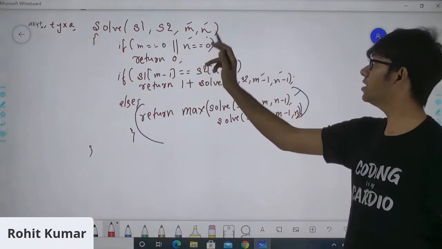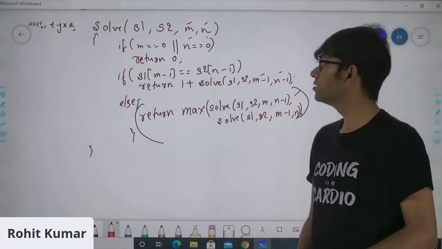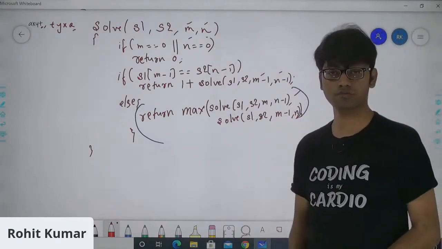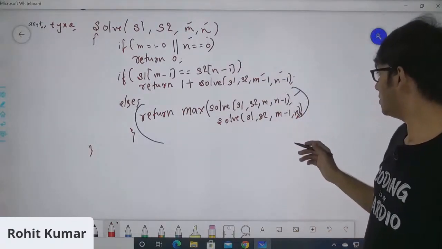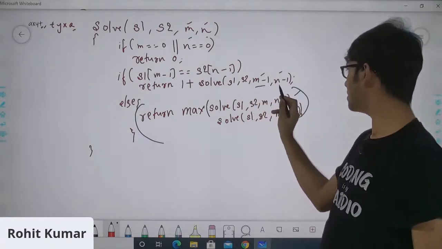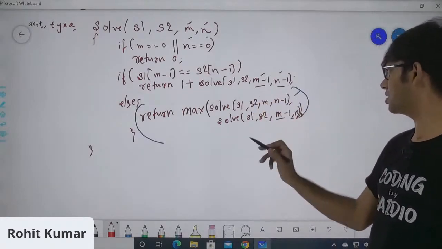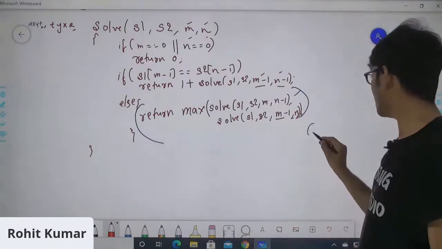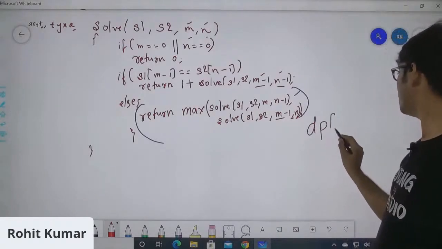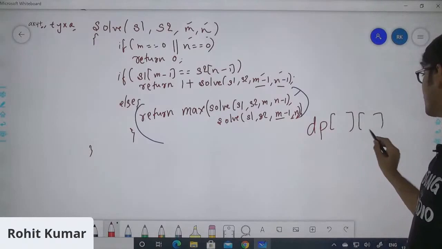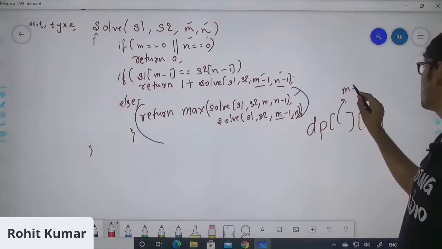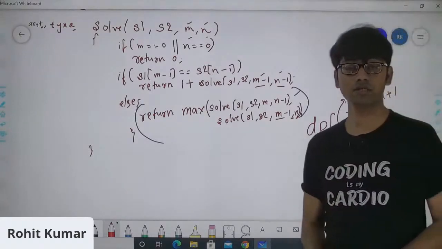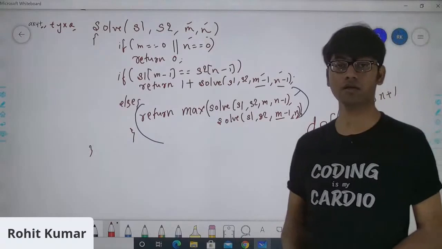So over here, m and n, right? We have the lengths m and n of strings s1 and s2. What I'll do is, I know that these are changing, right? M and n are changing in my recursive calls. The lengths are changing. So I'll take a 2D DP array of size m plus 1 and n plus 1. Now you might ask, why plus 1? Because indexing is always one less than the actual location.